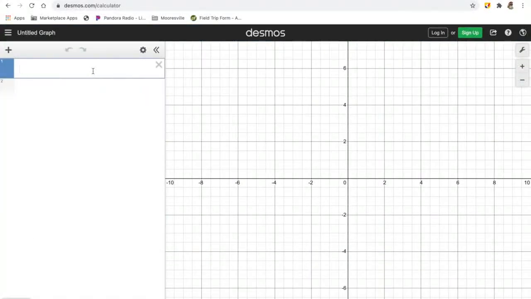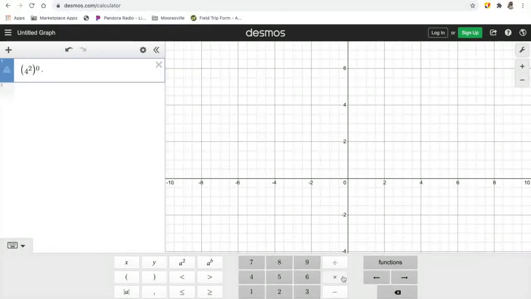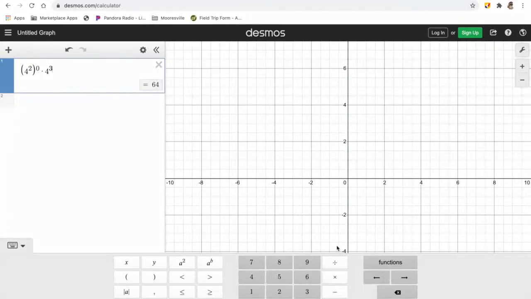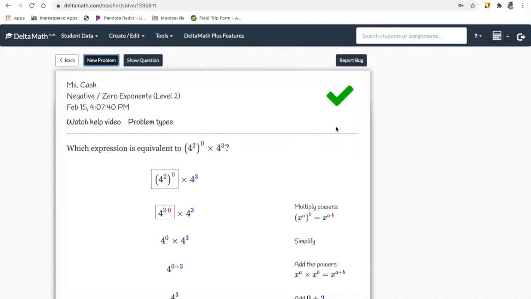So I type that into Desmos exactly as they had it. So that's in parentheses, 4 raised to the 2nd power, in parentheses, all to the 0 power. And then using my keyboard, it's times 4 raised to the 3rd power. That gives me 64. So I go back to DeltaMath. 64, submit, yes, we got it right.